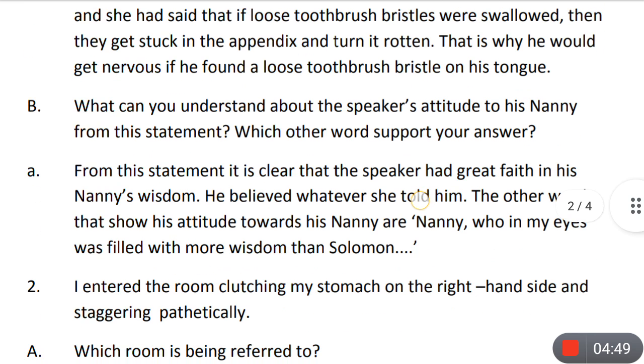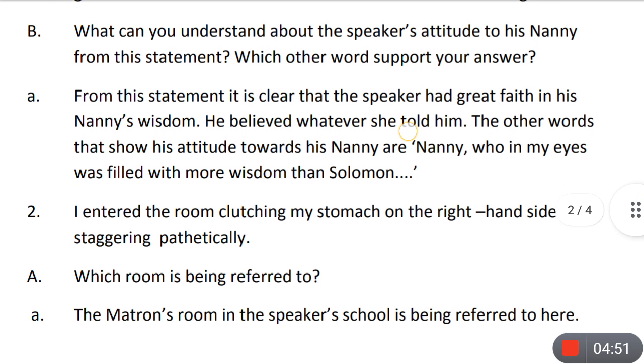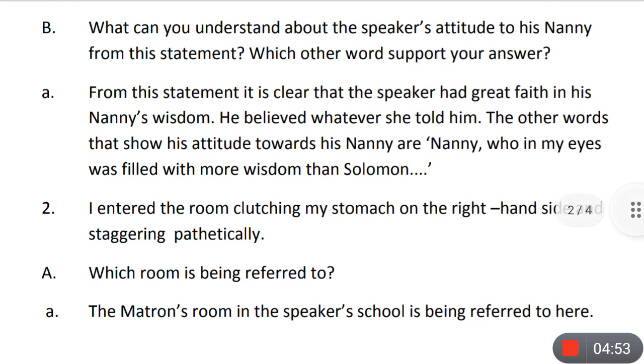Now we have question number B, just based on the above statement, and the question is, what can you understand about the speaker's attitude to his nanny from this statement? Which other words support your answer? Now we have the answer of this question.